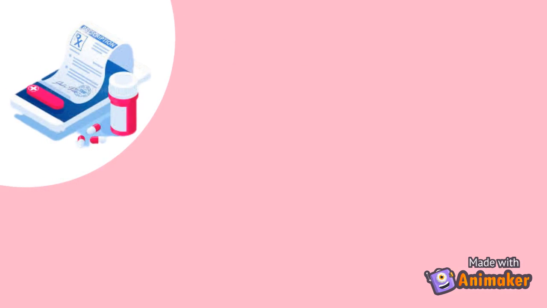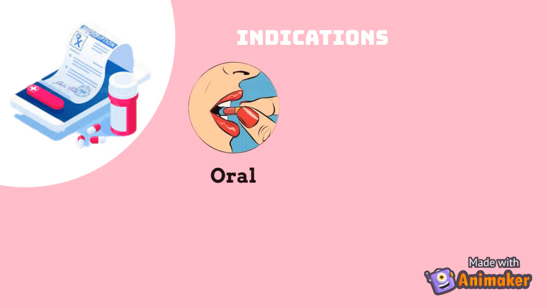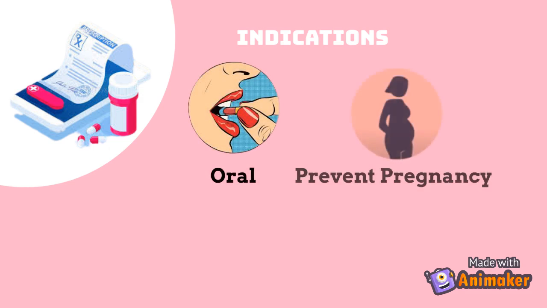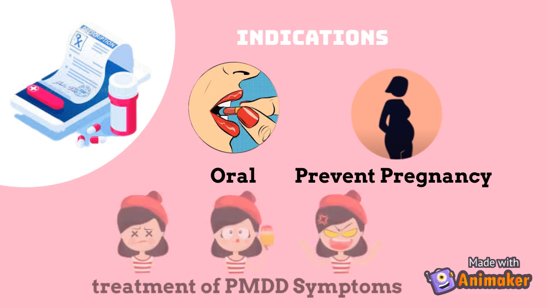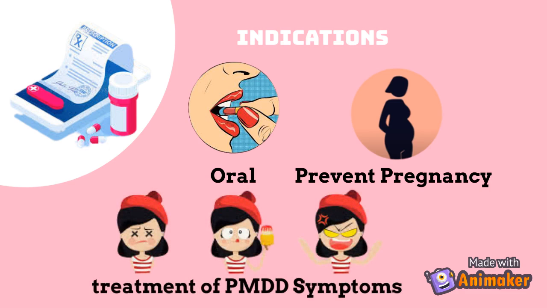Now, I will proceed and I will explain to you my indications if you are going to take Me. I, in combination with ethinyl estradiol, is indicated as an oral contraceptive for the prevention of pregnancy. I am also indicated for the treatment of symptoms of premenstrual dysphoric disorder or PMDD in women who choose to use an oral contraceptive as their method of contraception.